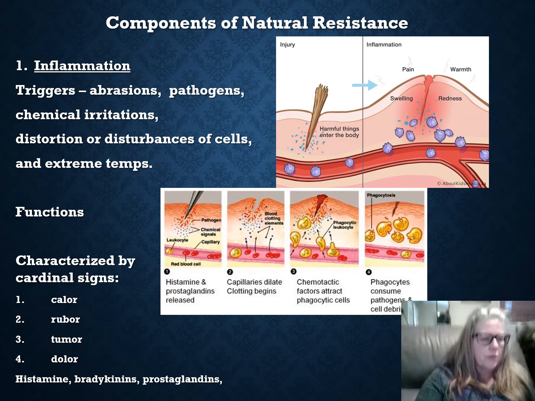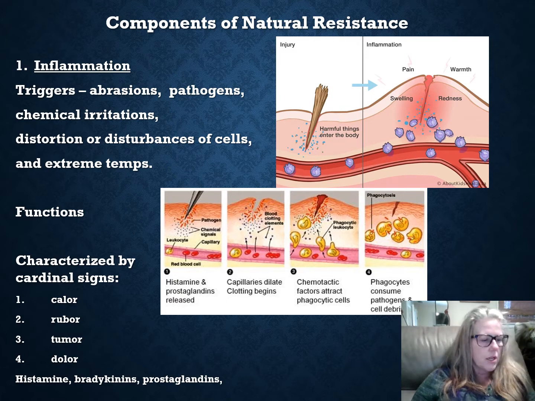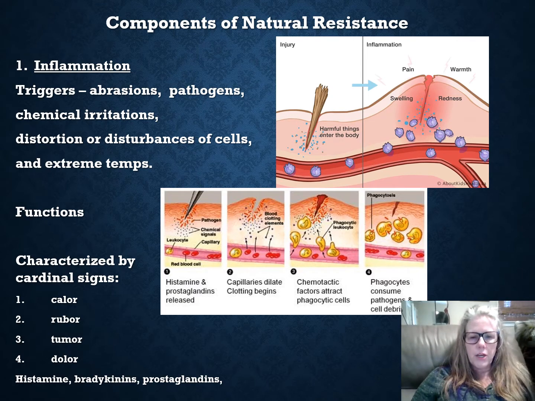Inflammation has three major functions. One function is to limit the spread of pathogens. Inflammation can be local or it could be widespread. Inflammation can also be acute and it could be chronic. I'm going to use an abrasion as an example because that's the pictures I have up on the screen. When you have an abrasion, a cut or a scrape, that's going to be local. You're going to have some local inflammation.